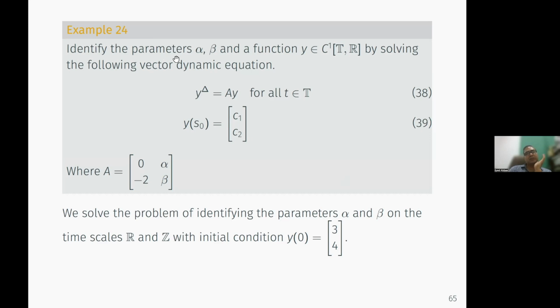Suppose we want to identify the parameters alpha, beta, and a function y, which is a C1 function, from the time scale to R^2, by solving the following dynamic equation on a time scale. So y del is Ay, and y at s0 is given by some C1, C2, and the matrix A is given by 0, alpha, minus 2, beta. And we solve the problem of identifying the parameters alpha and beta on the time scales R and Z with the initial condition y(0) equals 3, 4.